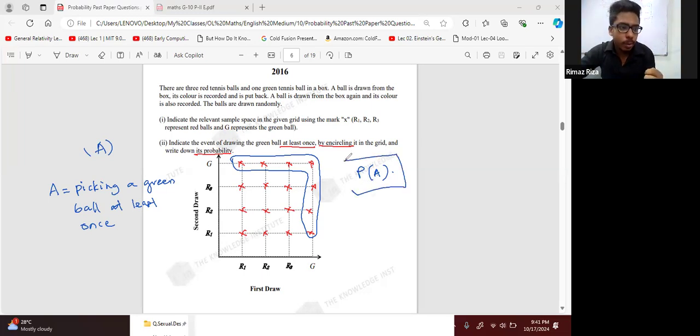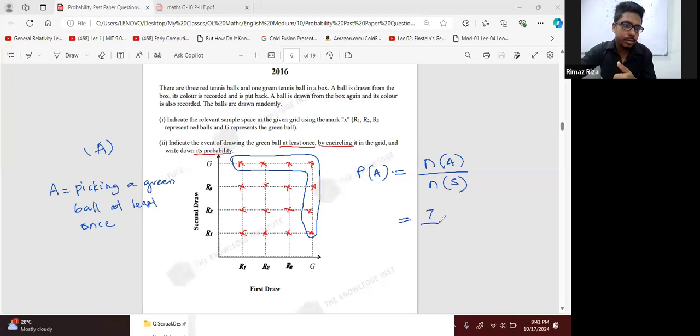So how do we read this? The event A is picking a green ball at least once. Therefore, we can read this as the probability of picking a green ball at least once is equal to the number of elements in A over the number of elements in the sample space. In A there are 1, 2, 3, 4, 5, 6, 7. In A is 7. And n(S) is 4 times 4, 16. So 7 out of 16, that's the probability of picking a green ball at least once. Okay, do you all understand this? Is it clear?